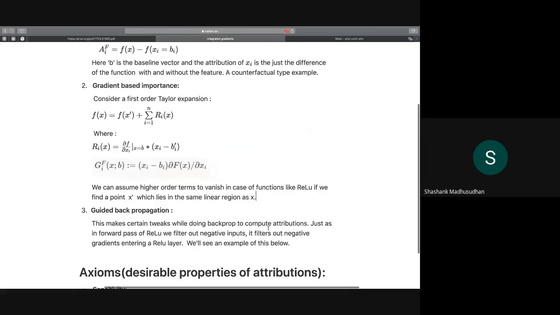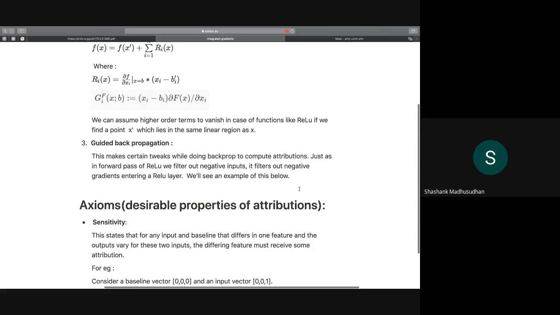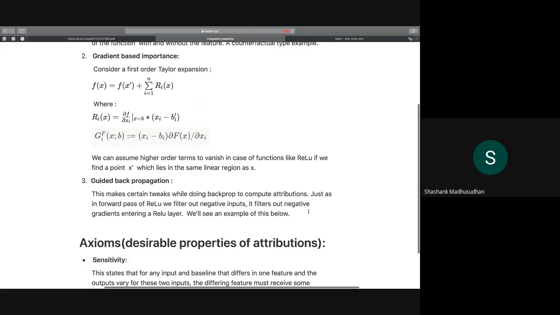And you could also do stuff like guided backpropagation. They tweak the backprop process. What happens here is, let's say in the forward pass, we take only positive values and filter them with ReLU. In a similar way, these guys take the negative attributions and filter them out. So if the incoming gradient to a ReLU layer has some negative values, those negative values become zero.